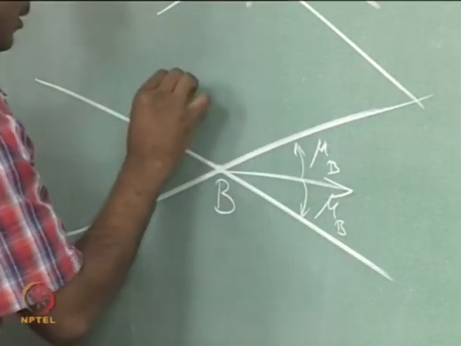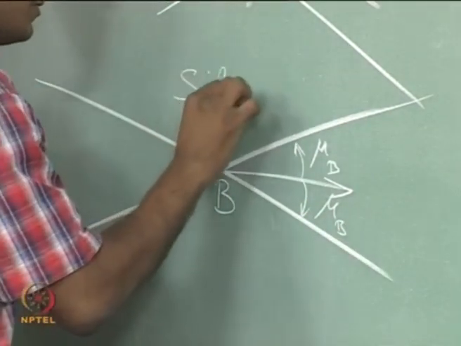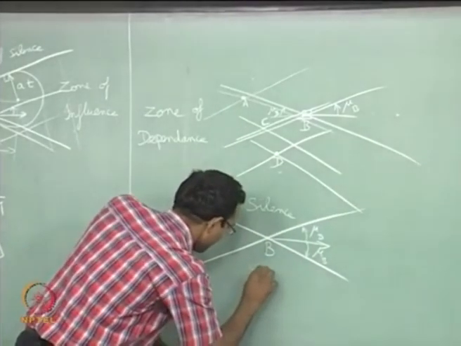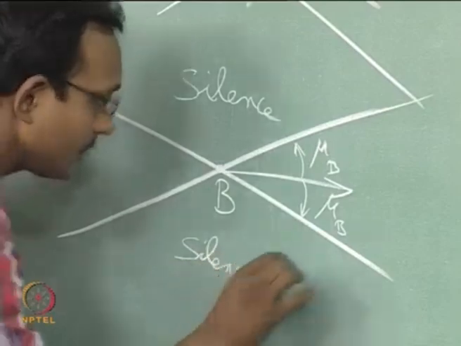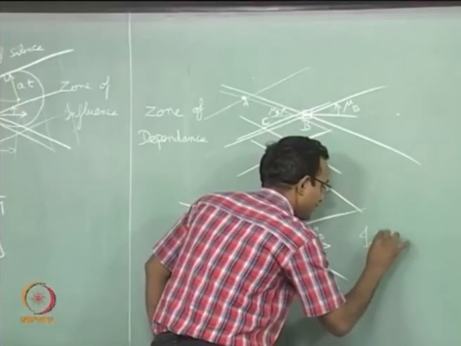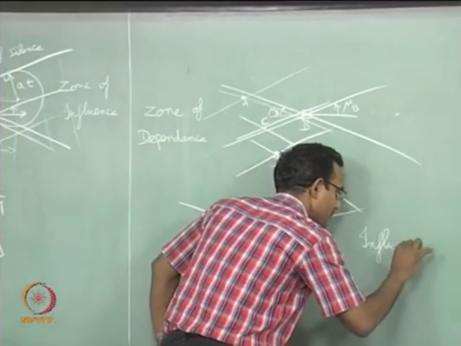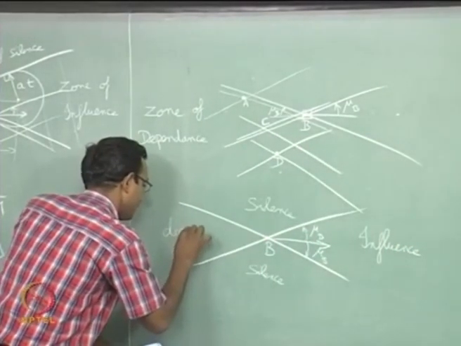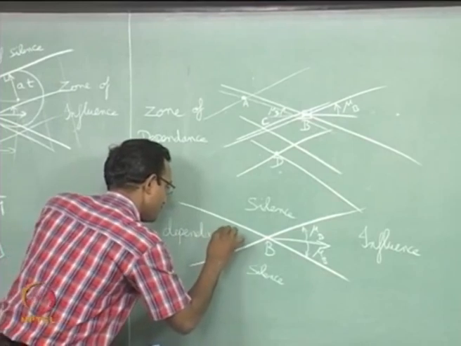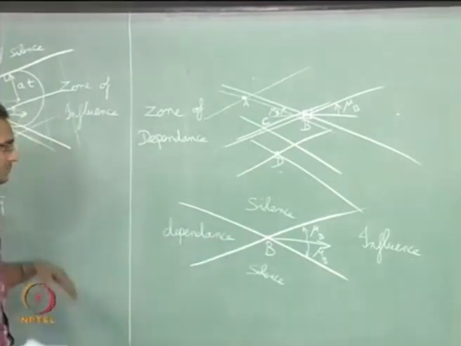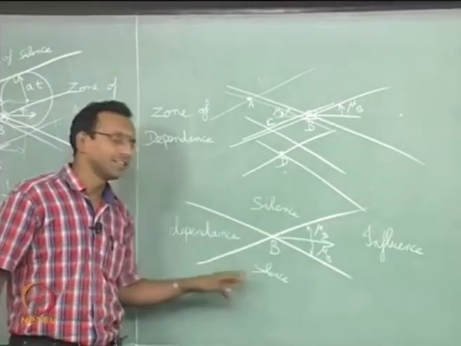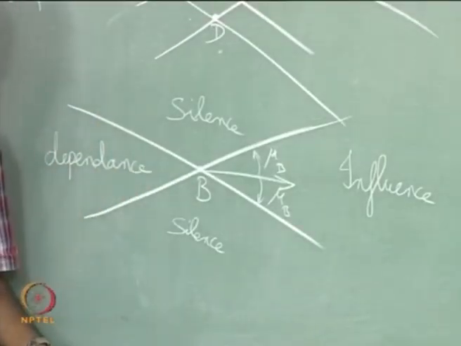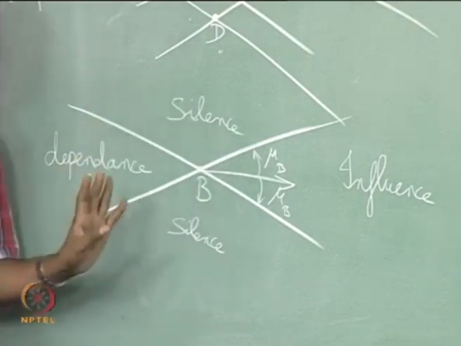Now I am going to label all the parts. This is my zone of silence, this is also silence. This is my zone of influence, and this is my zone of dependence. Okay. These are the different zones for one particular point B. Okay. This is what you have to get used to.